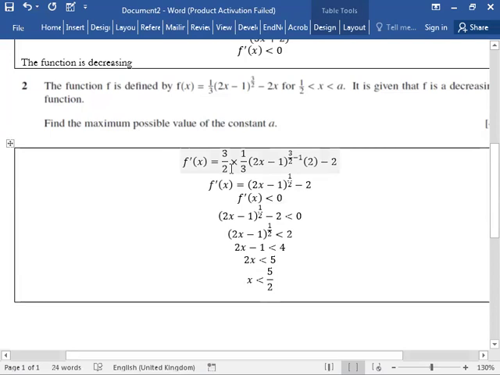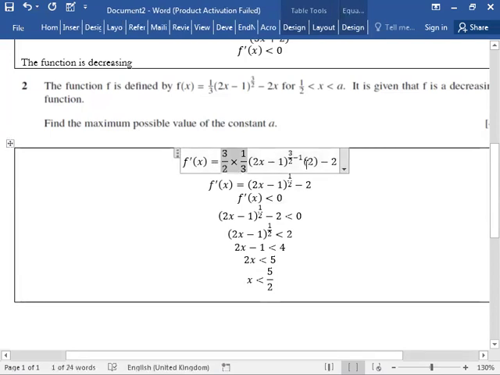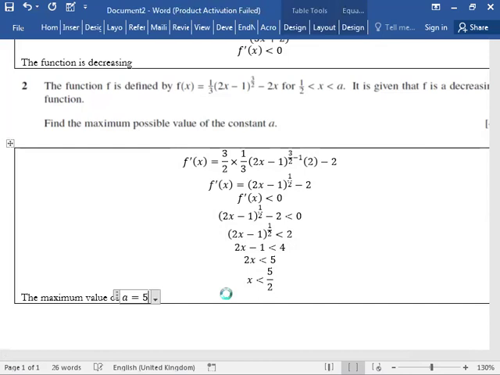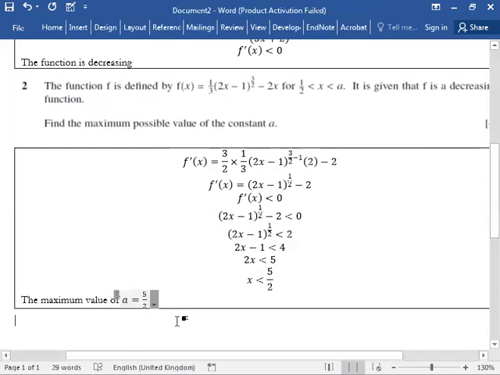Differentiate, no. What will this be? What will I be left with? 3 cancels, half remains, and this is multiplied by 2. What can I say? The maximum value is... Clear? Makes sense?